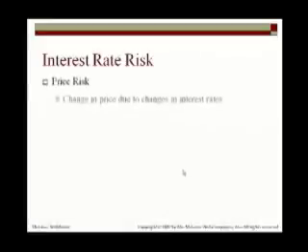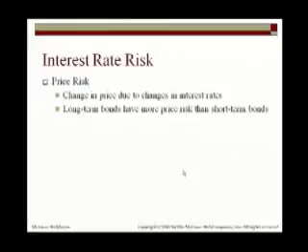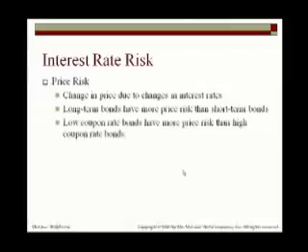Interest rate risk really consists of two parts. Price risk, which occurs when the price of a bond changes because of interest rates. Generally it depends on whether you're trying to buy the bond or whether you're selling the bond. But if you own the bond and interest rates go up, the price of the bond will go down, and you will have lost money. The value of the asset that you hold will decline. Long-term bonds have more price risk than short-term bonds. So if interest rates go up on two bonds, one long-term, one short-term, the long-term bond will move more. Lower coupon rate bonds have more price risk than high coupon rate bonds.